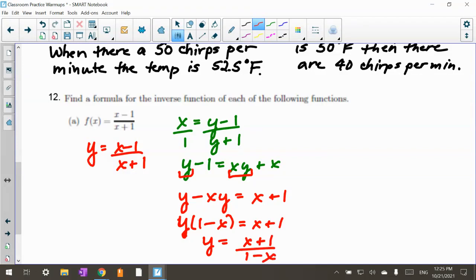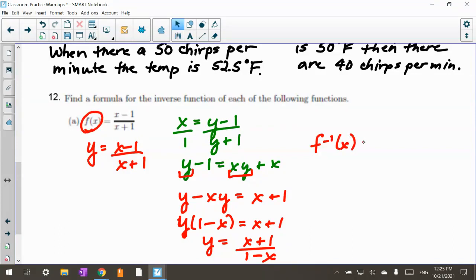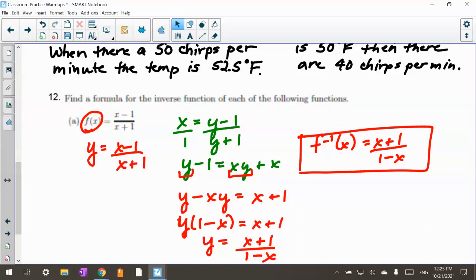So that is your inverse, but I always want you to rewrite it, and you're going to use F inverse notation. So it'd be F inverse of x is going to be (x plus 1) over (1 minus x). Okay, so that is how you find your inverse algebraically.